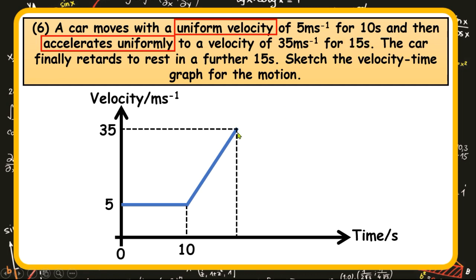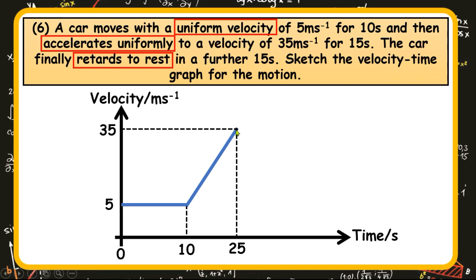So you get this one down 15. You then add the 15 to the 10 to make 25. So that even if you want to know the time here, it is 25 minus 10, so giving you the 15. From there, the next is the car finally retards to rest in a further 15 seconds.